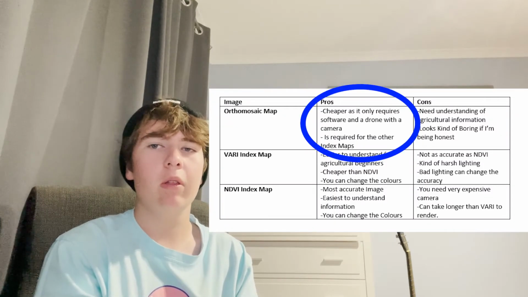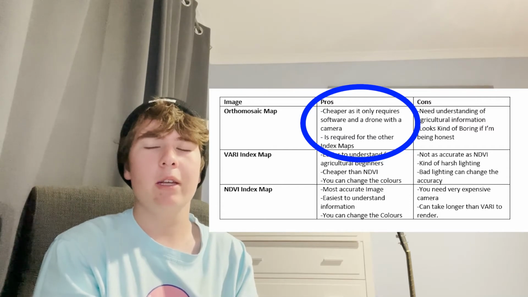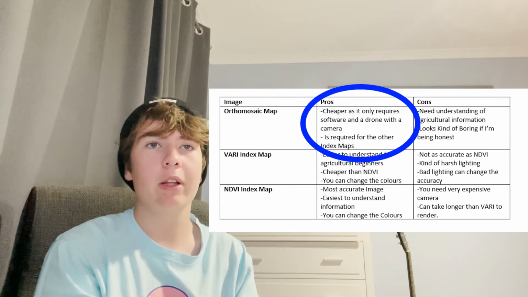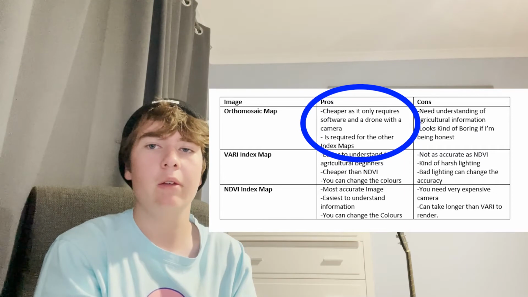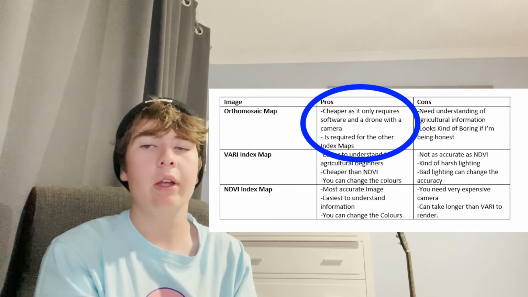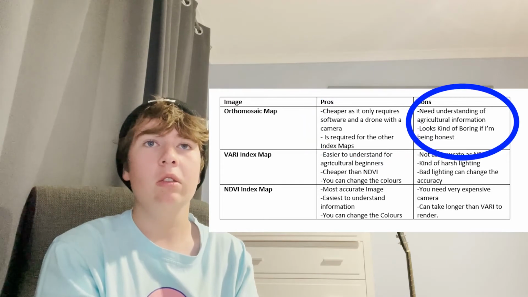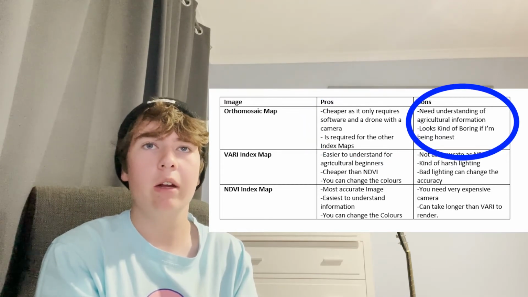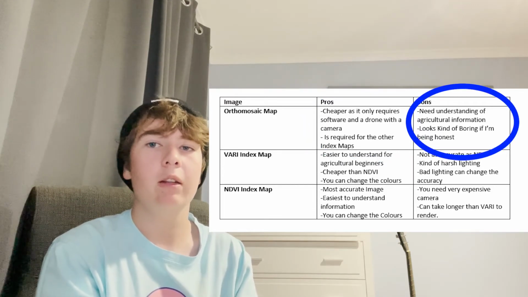To help easily understand the pros and the cons of each map type, I have created a chart. The pros of the orthomosaic map is that it's cheaper as it only requires the software and a drone with a camera, which you would assume that you would have if you're taking these kind of photos, and it's required for all other index maps. Although the cons are that you need very good understanding of agricultural information and it looks boring.